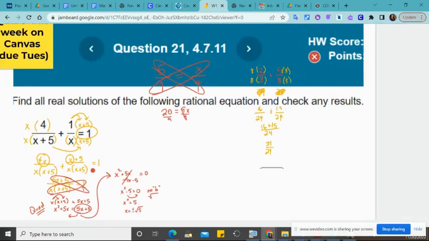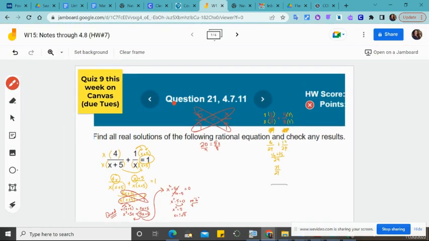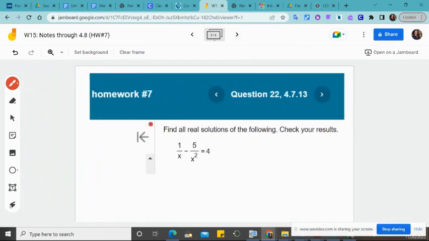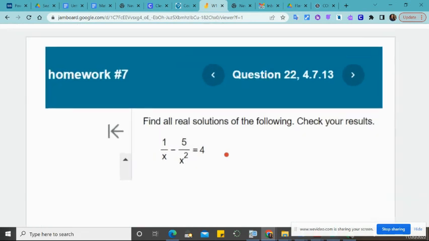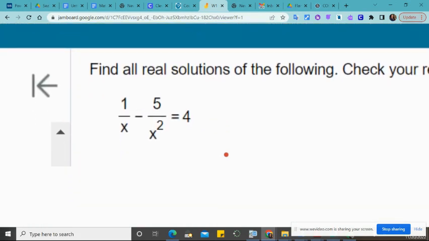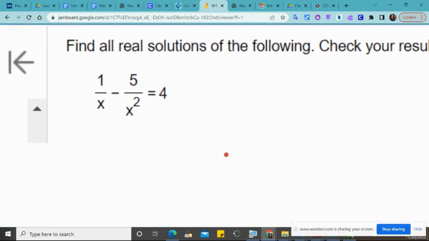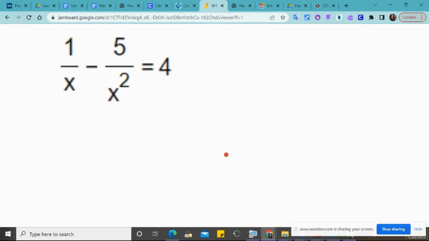If you're going, I have no idea what just happened, well, let's do another one. So this is like number 22. Find all the real solutions. Check your results. I didn't check my results, but we should.